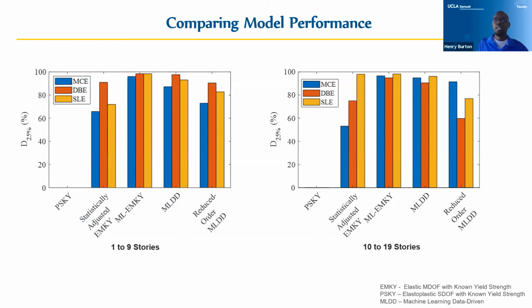So one strategy could be that if you're in the schematic design phase, and you just have information on maybe the number of stories, maybe the loading, you can get an estimate of what your drift demands would be. And as you move further into the design, maybe at the point where you're developing structural models to do linear elastic analysis, then you can get a prediction from, say, the MLDD or MLEMKY models, which would give you a better performance.